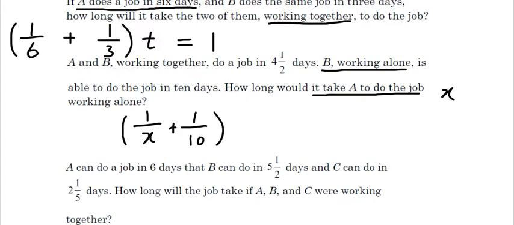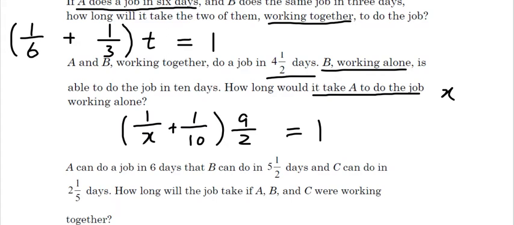So this is working together. They need 9/2 days, so this equals 1. From here we can solve for x. Solving for x here involves some fractions, right? So at first we just divide by this.